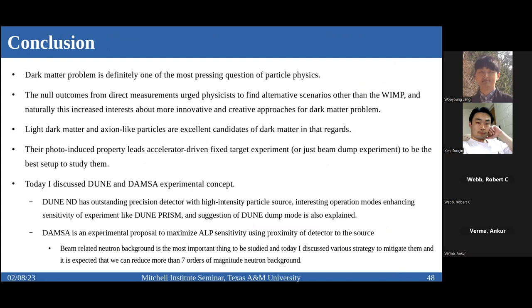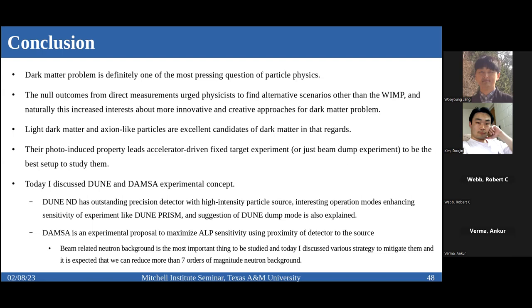So I would like to conclude my talk. The dark matter problem is one of the most interesting questions in particle physics. The null outcomes from direct measurements point to finding some alternative scenario other than the WIMP, and it's naturally difficult to think of more innovative and creative ideas for this dark matter problem. Today I covered light dark matter and axion-like particles, which couple with the standard model photon. The accelerator-driven fixed target experiment, which we call the beam dump experiment, is the best place to test these kinds of scenarios.